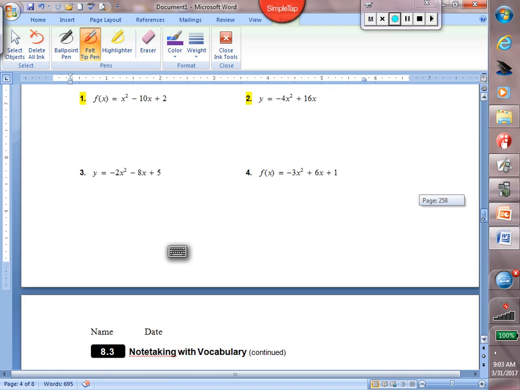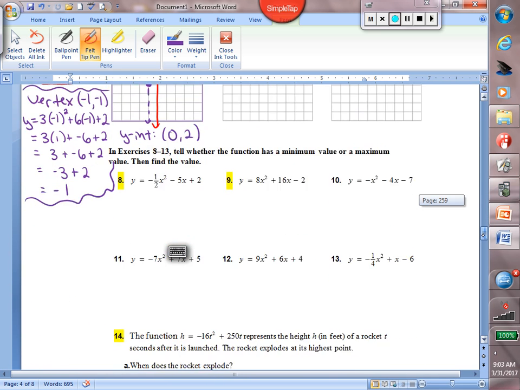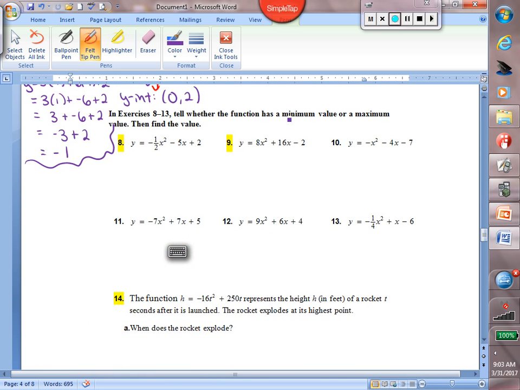So let's go back to page 259, and let's look at a couple examples where we have a maximum or minimum value and find that maximum or minimum value. Along the way we get to also refresh on how we would find our vertex, because to find the maximum or minimum value we need our vertex.